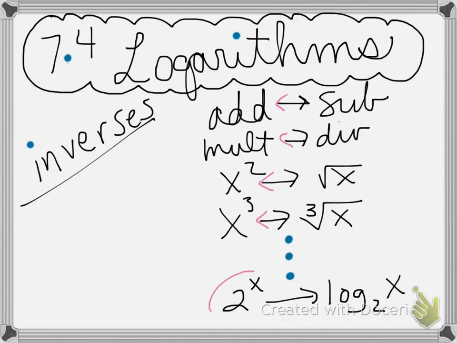So how do we get rid of 2 to the x, or 3 to the x, or e to the x? How do we get rid of a number where the variable is in the exponent? Well, the opposite of that is going to be a logarithm. So if I have 2 to the x, its inverse is going to be log base 2 of x, and vice versa. The inverse of log base 2 of x is 2 to the x.